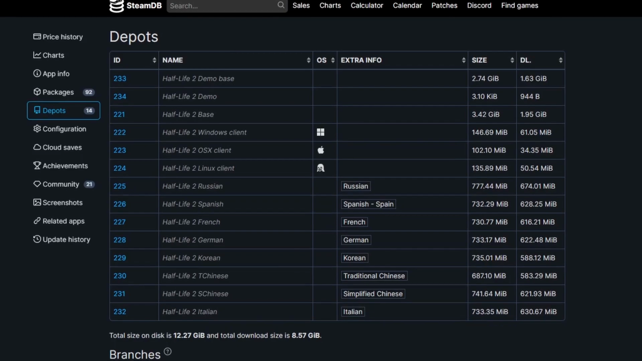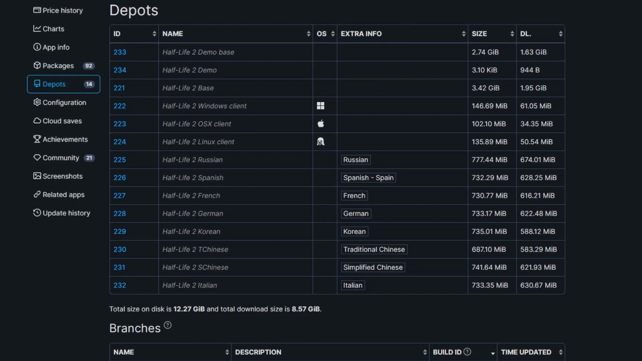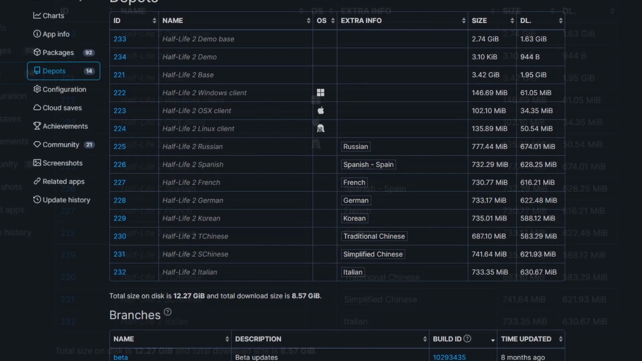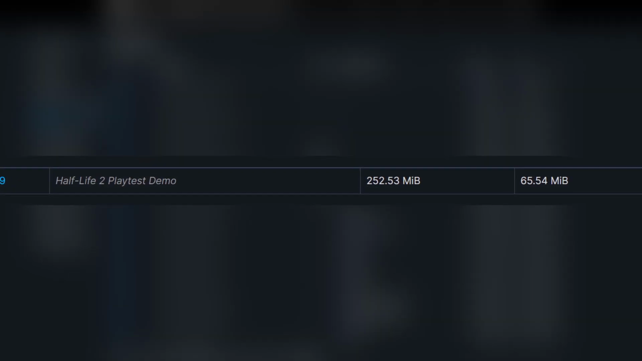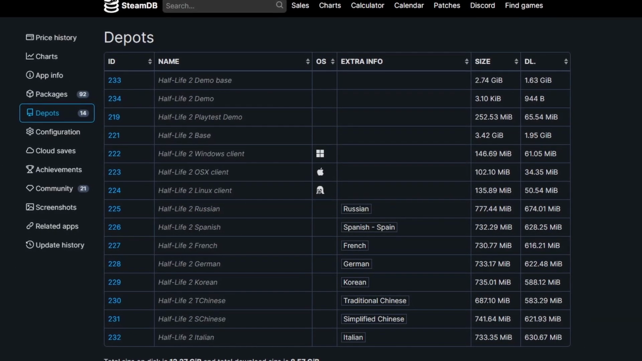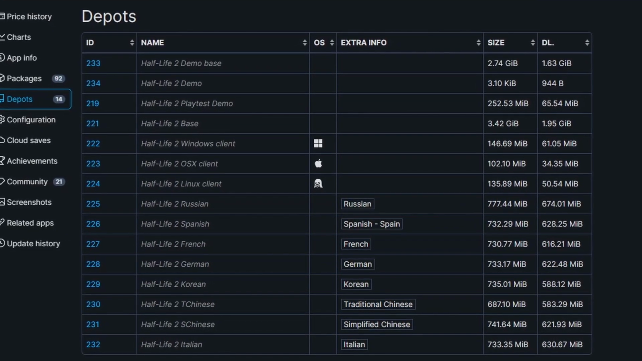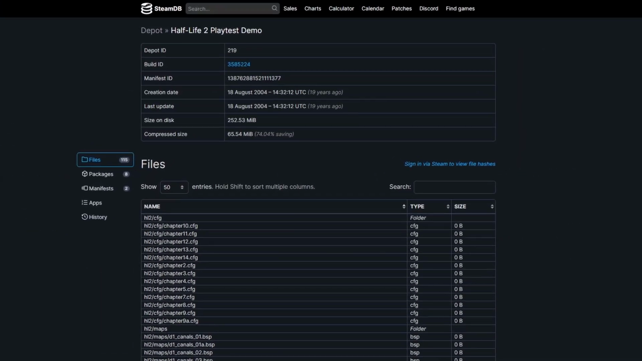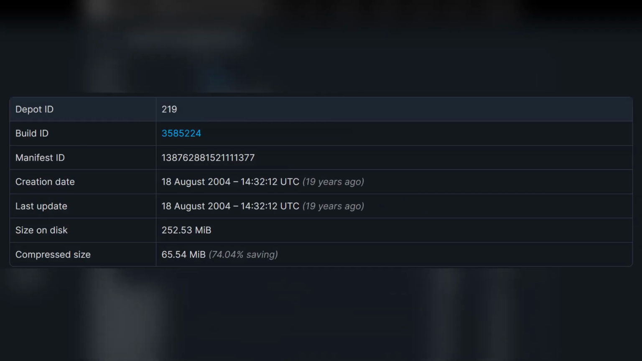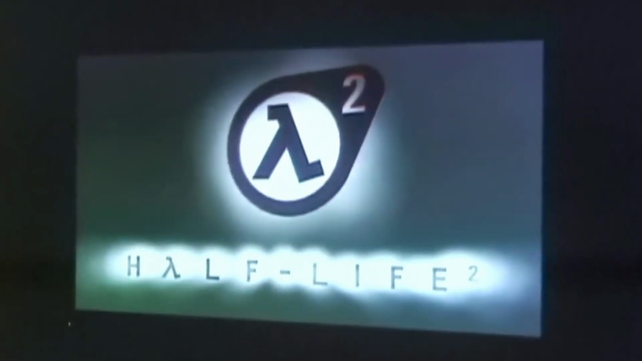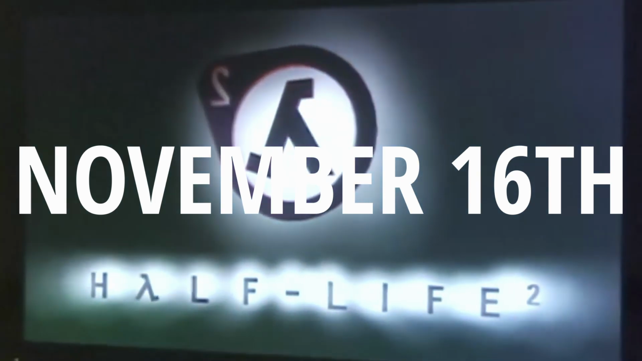On SteamDB, most users see 14 depots for Half-Life 2. However, Krangledbach was able to access a hidden depot through his Source Engine license under the ID 219 labeled Half-Life 2 Playtest Demo. Which is interesting because it's neither the Half-Life 2 base or Half-Life 2 demo depots in terms of naming convention. What's more interesting is that this depot was last created and updated at the same time, August 18th, 2004. About 3 months before Half-Life 2 would officially be released on November 16th of the same year.